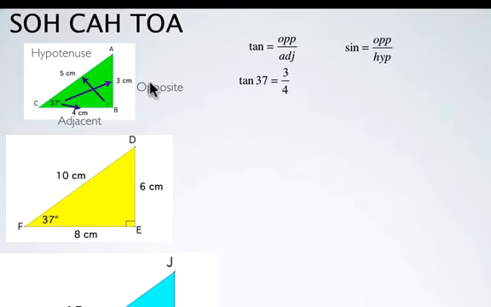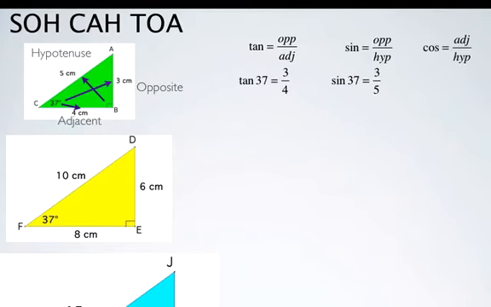For the sine ratio, remember that sine is opposite over hypotenuse. The opposite side here is 3 and the hypotenuse for angle C is 5, so the sine ratio for the 37-degree angle is 3 over 5.